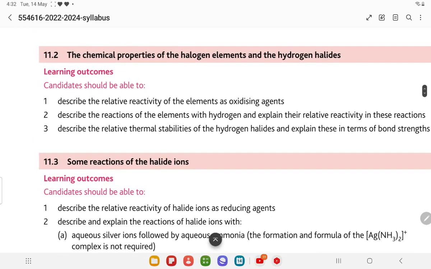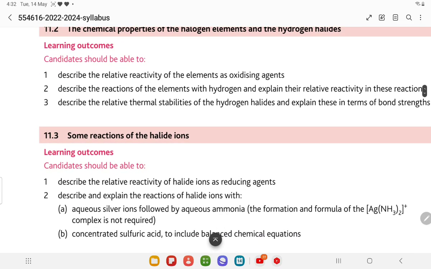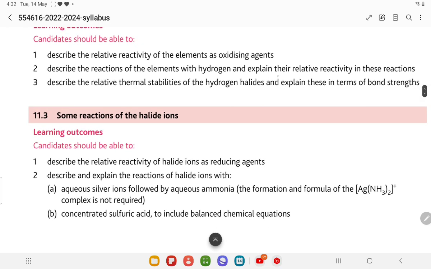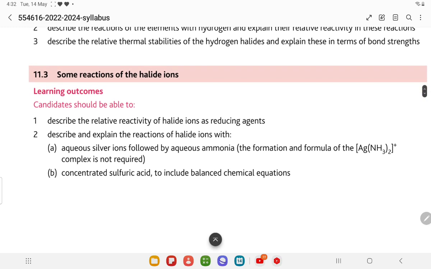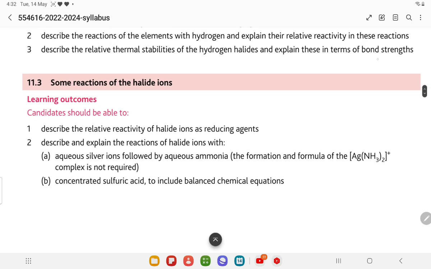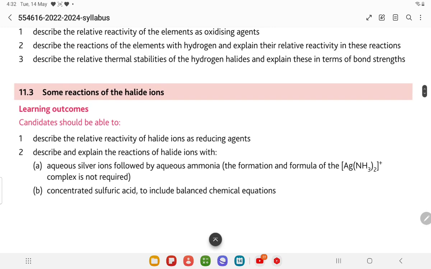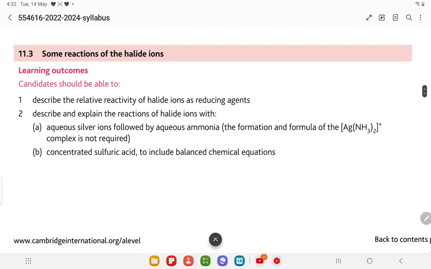So I have discussed all these properties: the relative reactivity of elements as oxidizing agents, the reaction of elements with hydrogen, and the explanation of the relative reactivity in these reactions. Describe the relative thermal stability of hydrogen halides and explain these in terms of bond strength. The longer the bond length, the weaker the bond. If bond length increases, the bond becomes weaker, and less bond energy is required to break the bond down the group. Some reactions of halide ions were also discussed.